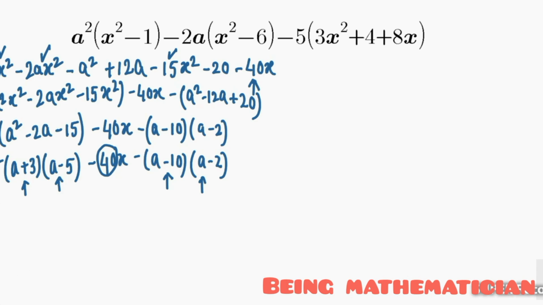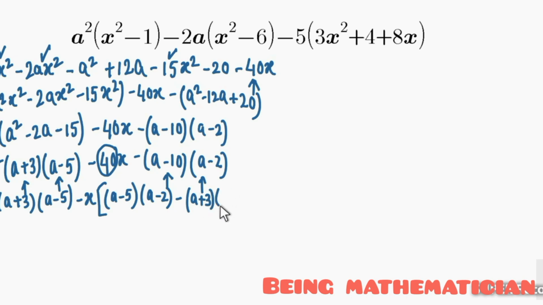So we can write x²(a + 3)(a − 5) − x(a − 5)(a − 2) + x(a + 3)(a − 10) − (a − 10)(a − 2).